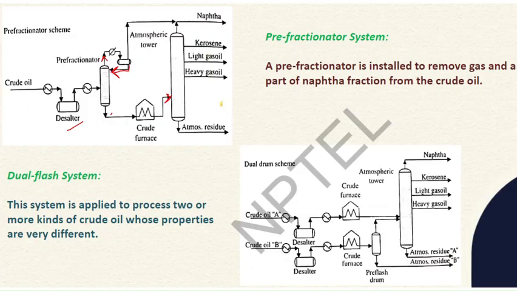And if there are any heavier cuts, then they will go through this line, and the lighter cuts are taken off as naphtha. Basically, in this pre-fractionator we are removing the lighter cuts, so the naphtha is directly removed from the pre-fractionator. We are not passing these lighter cuts into the atmospheric distillation unit. We are directly taking them off as naphtha. And if there is still some amount of naphtha left, then that will be taken off by the atmospheric distillation unit, as shown here, and the side cuts are shown here.